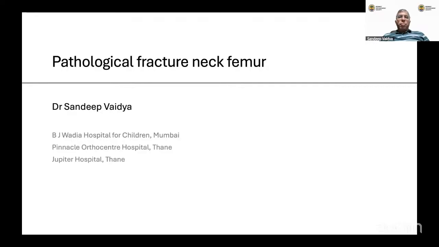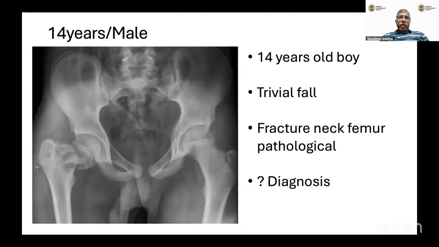So I am now presenting this case of a 14-year-old boy who presented with a history of a trivial fall, followed by a fracture of the femoral neck, which, as you can clearly see, is a pathological fracture. So this is a fracture through a large cyst in the femur neck. The extent of the cyst is right from the level of the physis. So this neoplasm is abutting the physis, but fortunately the lateral wall is intact.